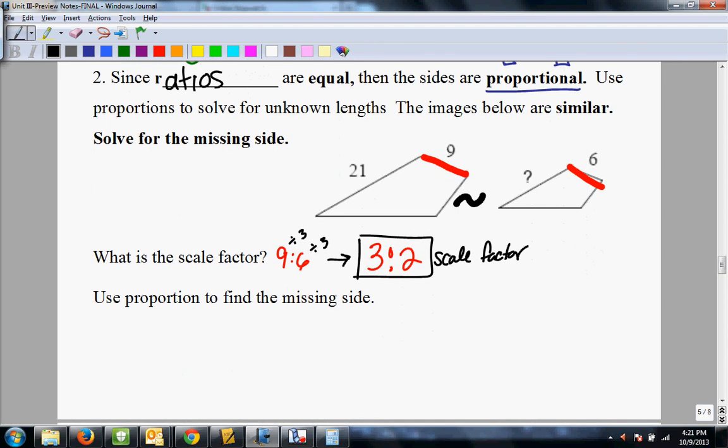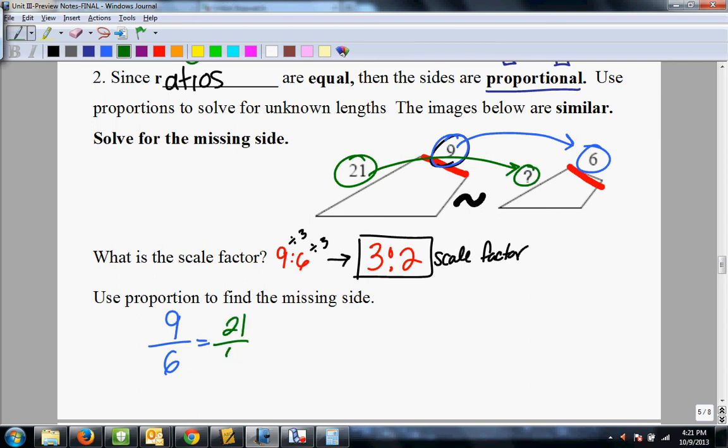Now, if that's your scale factor, we could actually use this to solve a proportion. Ready? So we're going to circle 9, draw an arrow to 6. 9 over 6 equals 21, circle, draw an arrow to unknown. And then you solve for x. Or, since we already reduced 9 over 6, we could also use the scale factor. 3 to 2 equals 21 over unknown. Either would work.